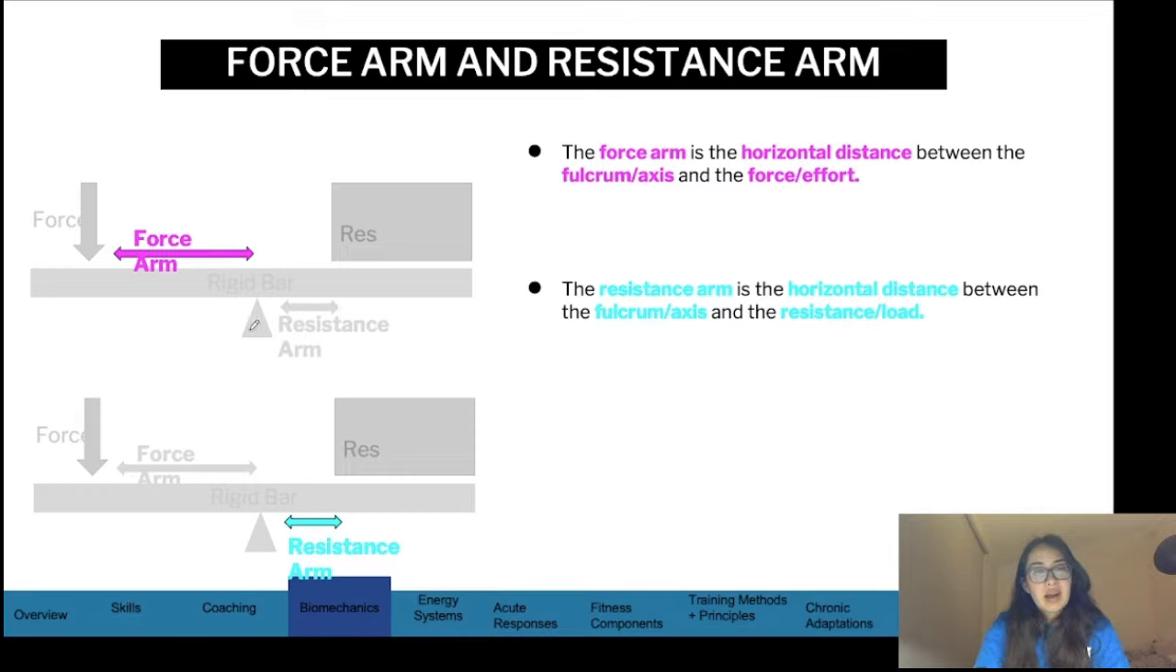So we can see here, this is our axis, and this is our force. This is our resistance. The force arm is the space from the axis to the force, and the resistance arm is the space from the axis to the resistance. If I draw out the 3 lever types now, far, arf, and after.